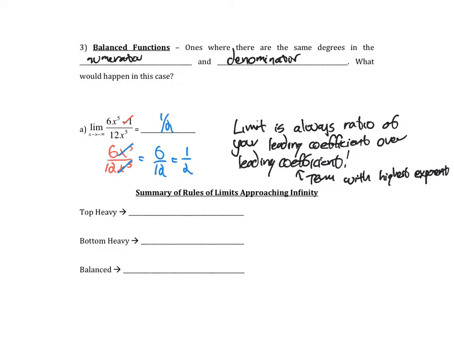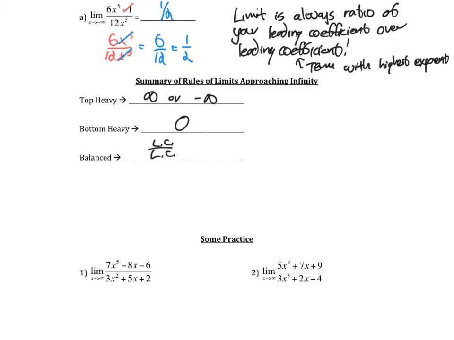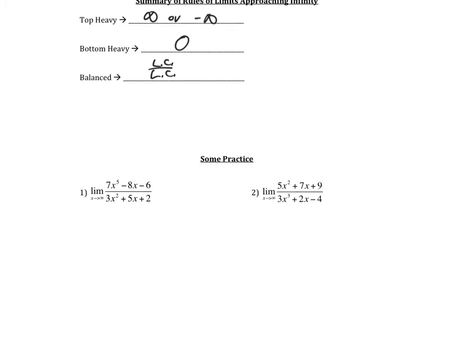All right, so summarizing, summary of rules of limits approaching infinity. When it's top-heavy, our answers are either infinity or negative infinity. Life's great, only 2 answers. Our life gets even better when it's bottom-heavy because the answer is always, always, always 0. And when it's balanced, your answer is just the ratio of your leading coefficient, LC, over leading coefficient, LC. Okay? So those are our rules for infinity.